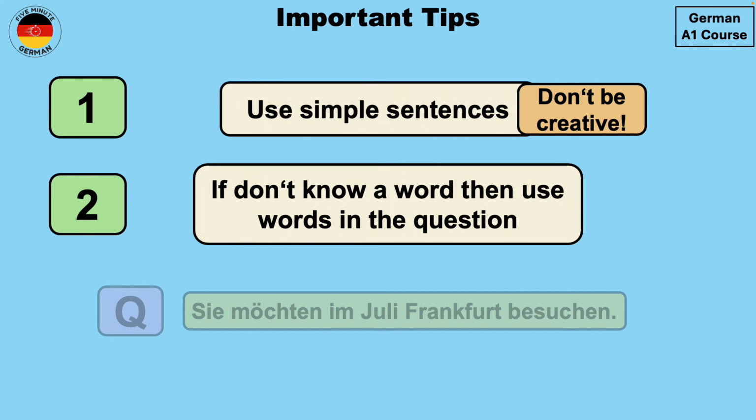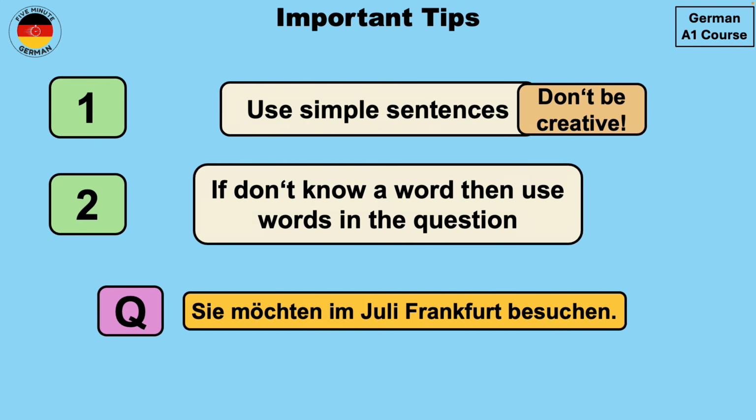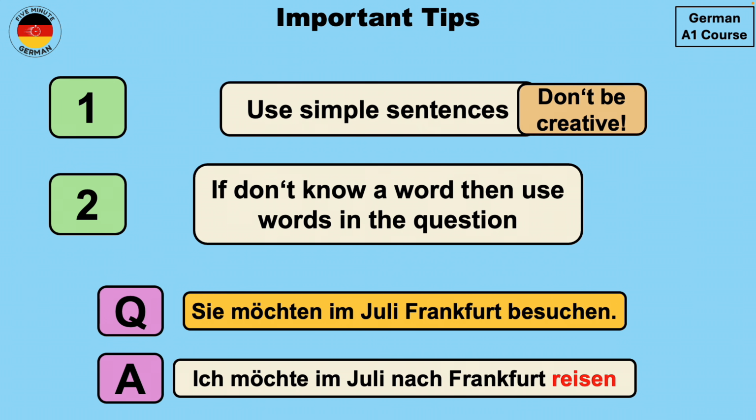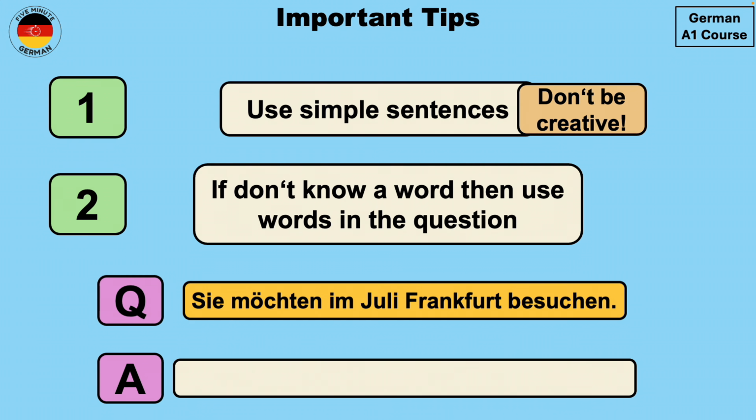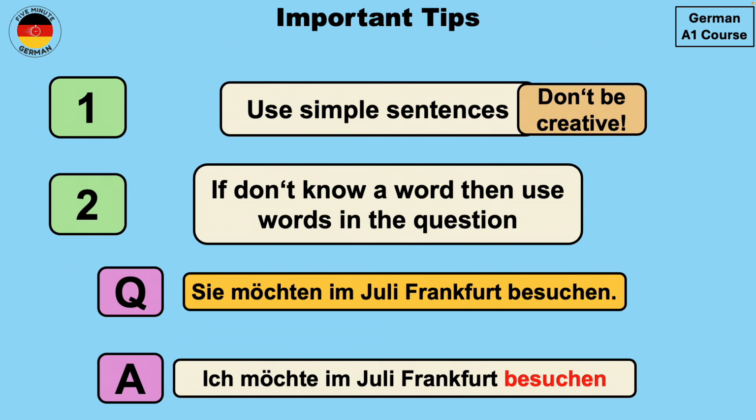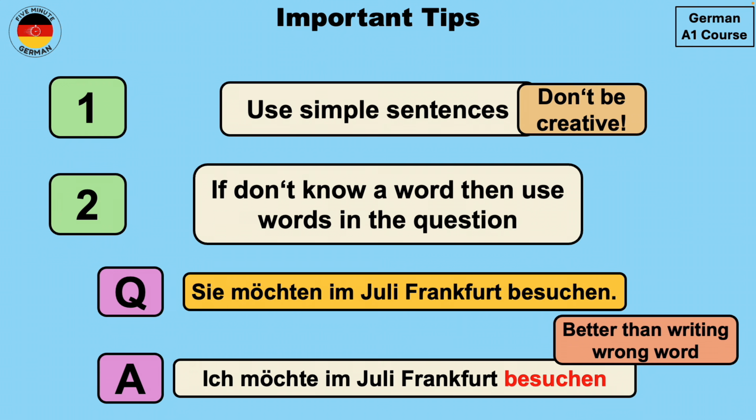So if in the question you have the sentence, Sie möchten im Juli Frankfurt besuchen, then in the letter it is better that you write, Ich möchte im Juli nach Frankfurt reisen. So you don't use besuchen, rather you use reisen, which is a different word. However, if you don't know a different word, so you don't know the word reisen, then you can also write, Ich möchte im Juli Frankfurt besuchen. So you have reused besuchen in your answer. Now I know that many people say that this is not a good practice, but I would say that it is better to write this than writing a wrong word.